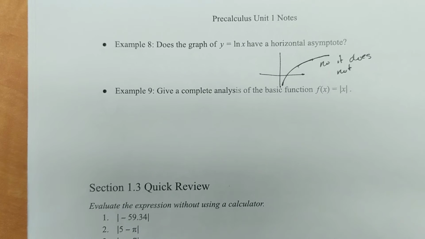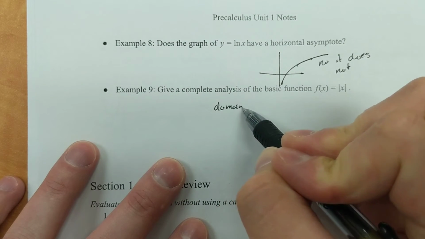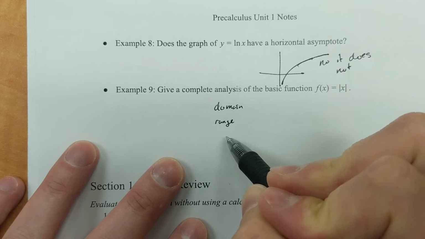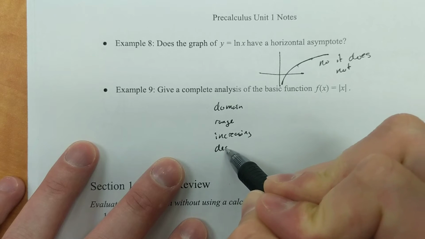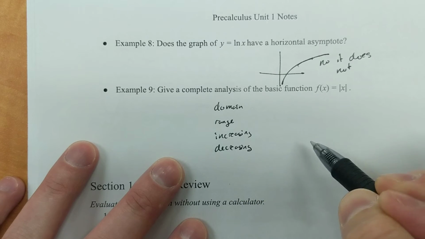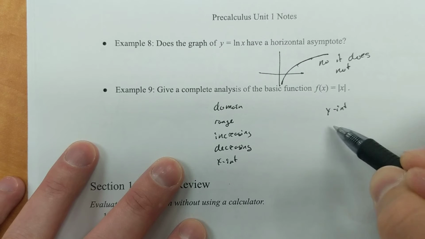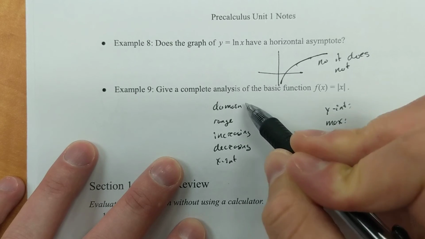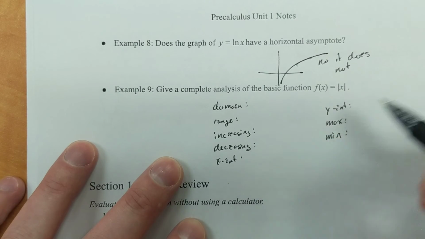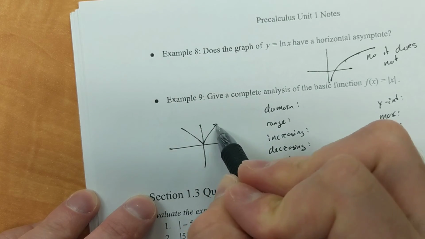So the last one here, give a complete analysis of the basic function y equals the absolute value of x. For a complete analysis, you're talking about the domain, the range, where it's increasing, where it's decreasing, x-intercepts, y-intercepts, maxes, mins. Okay, so we'll real quick sketch the graph over here. The absolute value of x looks like that.